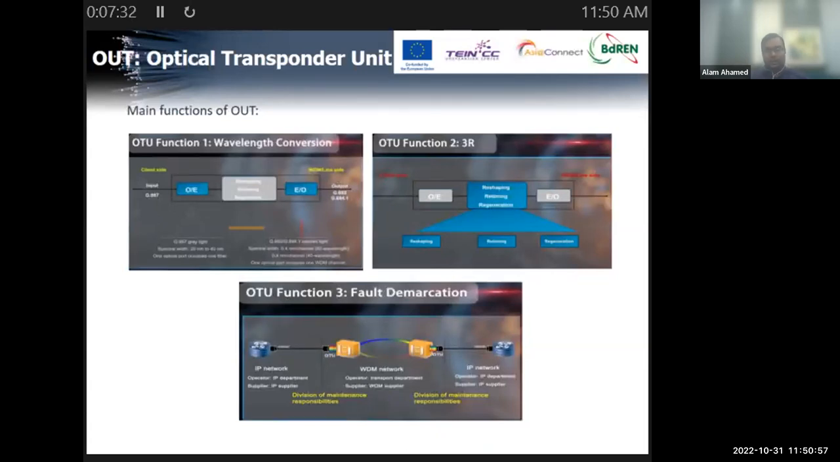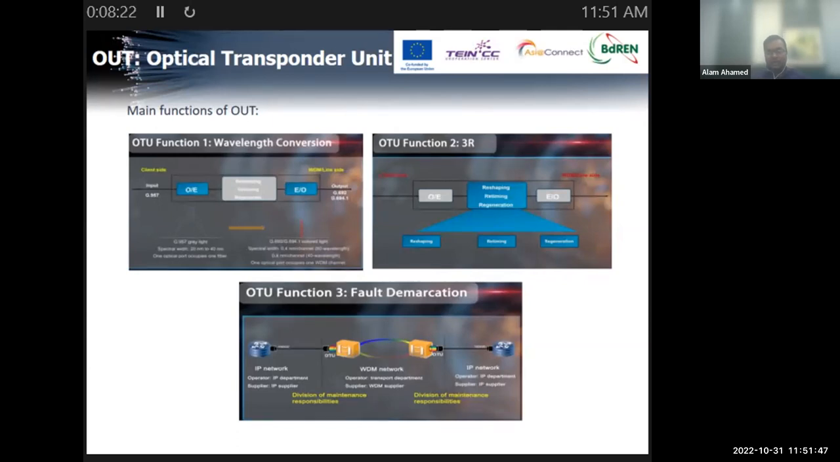Optical transponder unit, wavelength conversion. The first function is the conversion of the gray signal from the client side into a color signal. Gray signals usually have a large spectral window, resulting in one signal taking up one fiber. However, DWDM wavelengths have a relatively small spectral window. In an 80-wavelength DWDM system, the spectral window of DWDM is only 0.04 nanometer, and therefore multiple wavelengths can be multiplexed into one fiber using the mux unit.